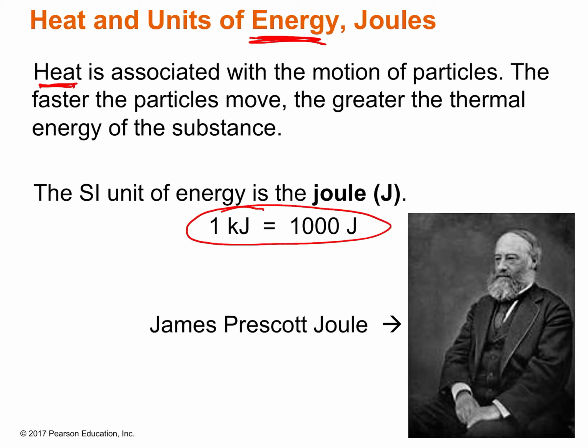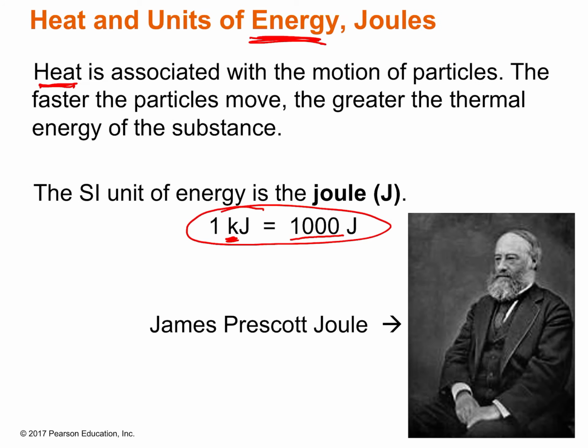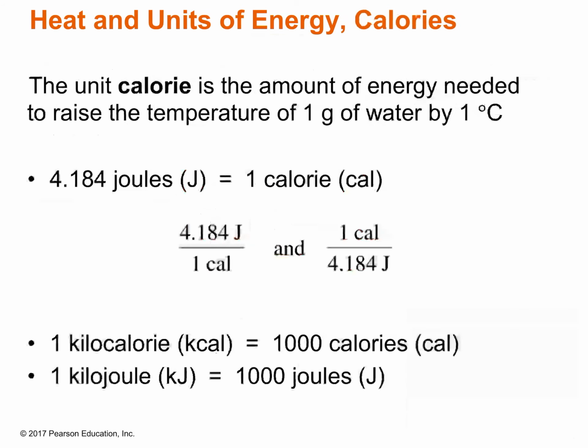And so we have a conversion here. 1 kilojoule is equal to 1,000 joules. This should go with what we were talking about in chapter 2. Kilo means 1,000. So 1 kilojoule equals 1,000 joules. You do need to know that conversion. So that's one unit of energy.